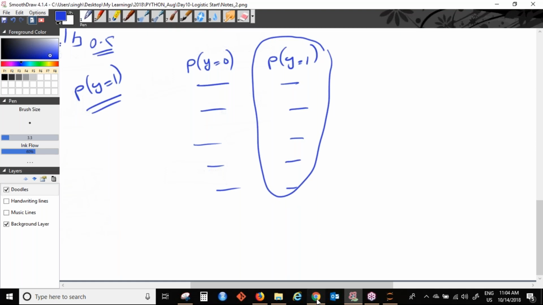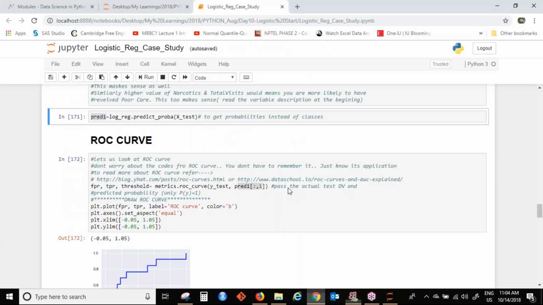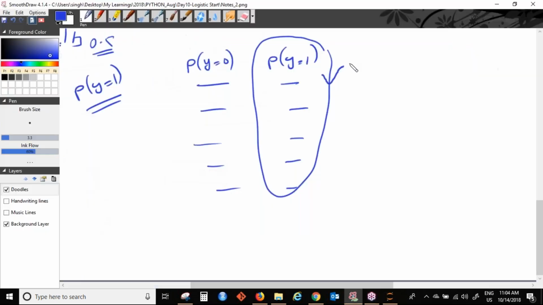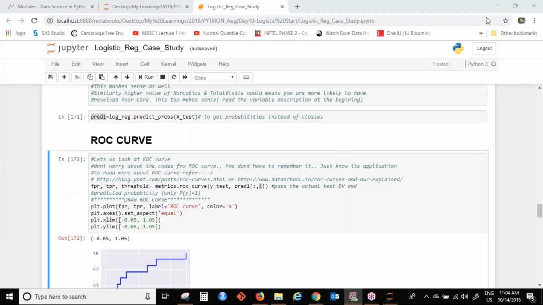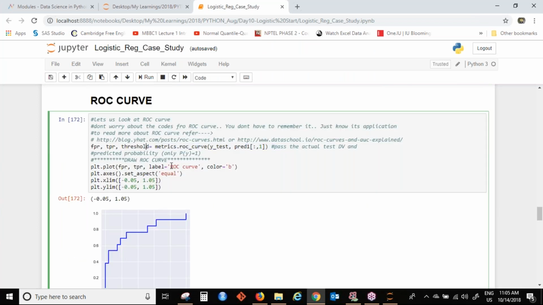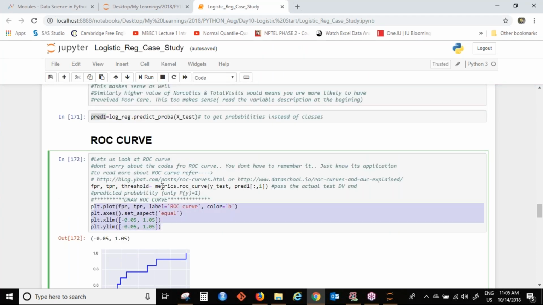I will use the normal index operation. That is why I have selected the first column. First means the second one basically, because the index starts from 0. So this one means the second column, which is this. This column I have selected, and that I am passing to the metrics.roc_curve function to get the ROC curve. Do you follow this, guys? And these are just labels that I have given.